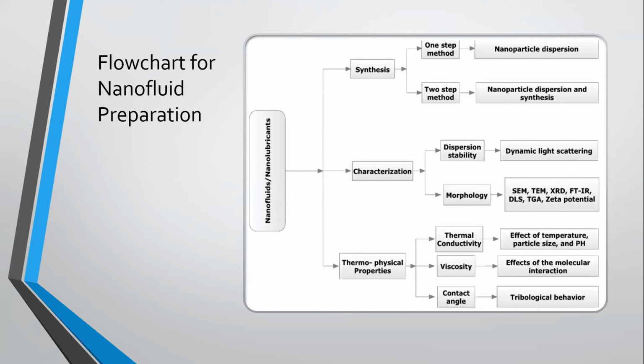Thermophysical properties are thermal conductivity, viscosity, and contact angle. In thermal conductivity, the effects of temperature, particle size, and pH. And in viscosity, the effects of molecular interaction, and contact angle is tribological behavior.